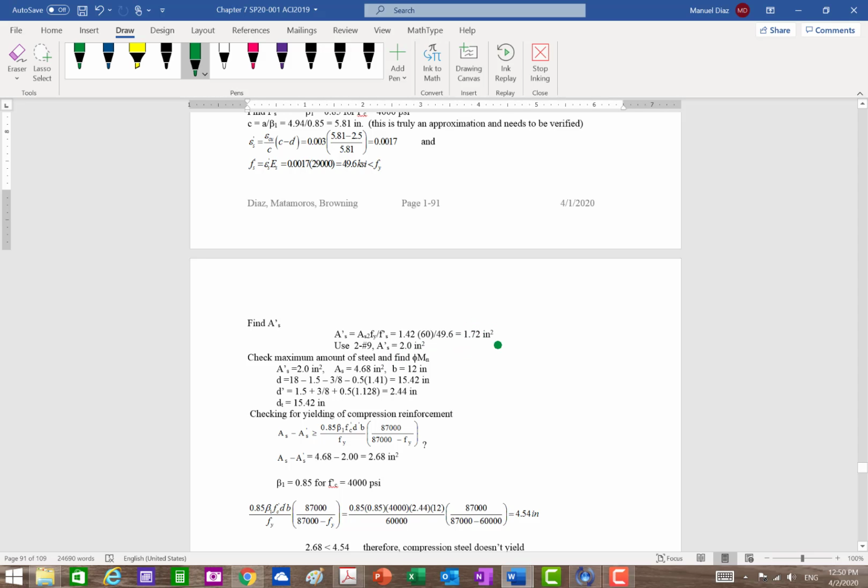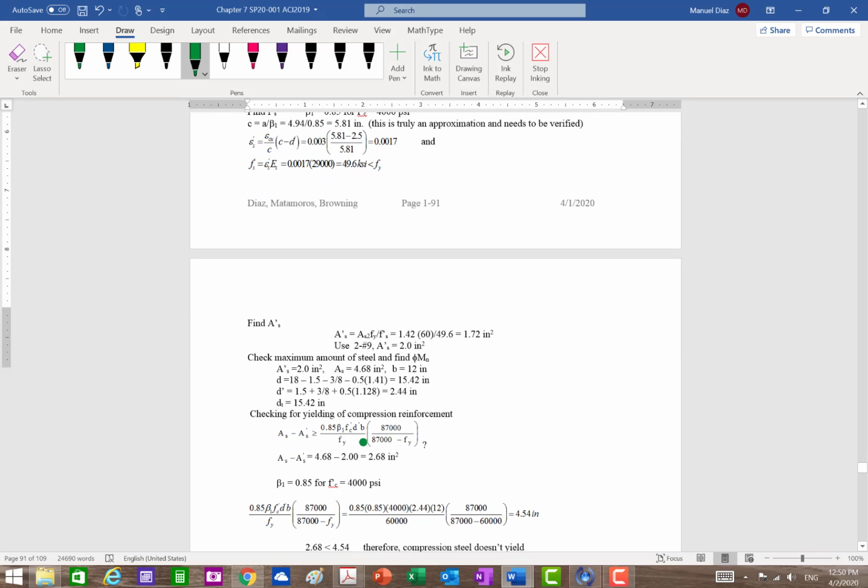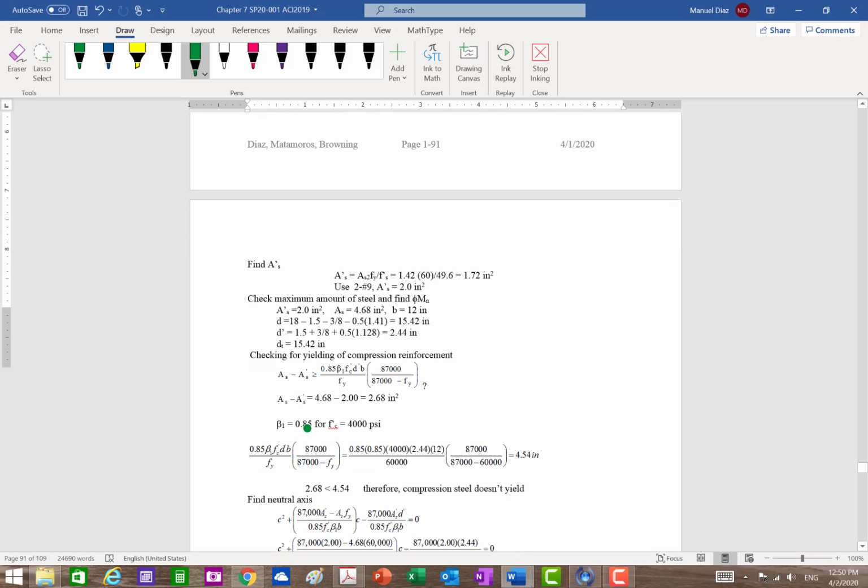So this is the area I need for the compression bars. Okay? So I go to the tables, I pick 2 number 9s, and there it is. So now I have an A prime S of 2, that's my compression bars. And I got an AS of 468, which are my tension bars, right? So I got 3 11s and 2 number 9s. So with that, I set up again to check, right? Check the area, see if it's yielding.